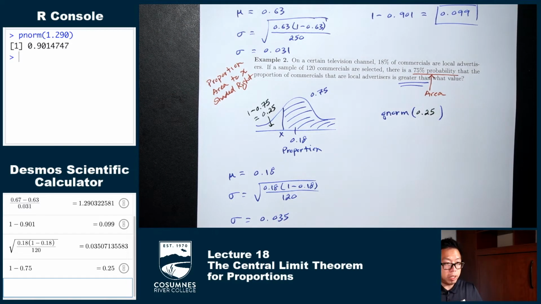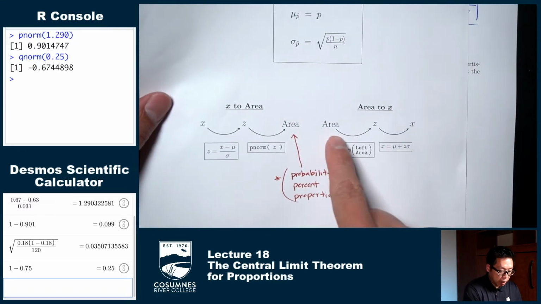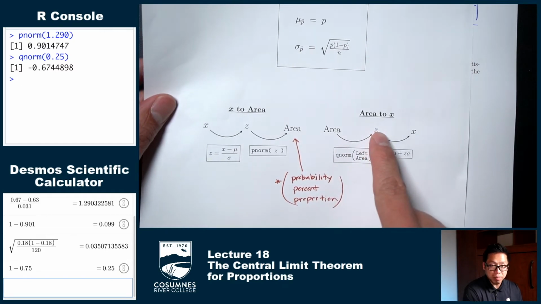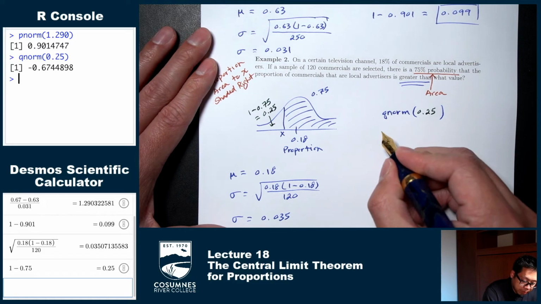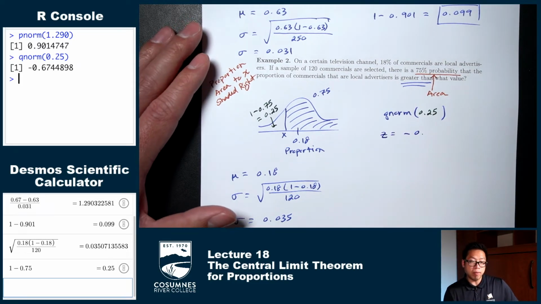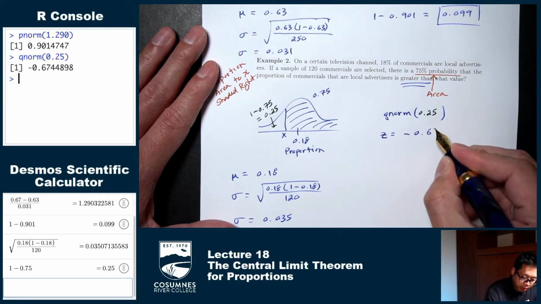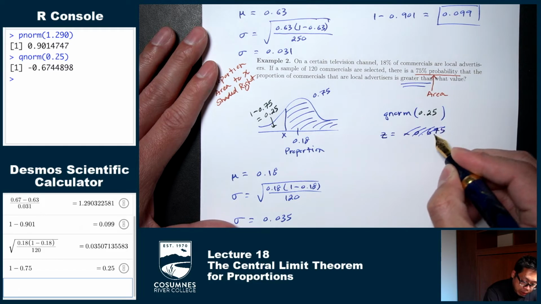In R, Q norm 0.25. And the way Q norm works is it takes an area and it spits out a Z. So that's a Z. Our Z is negative 0.674. Okay, remember to round each intermediate step to 3 decimal places.